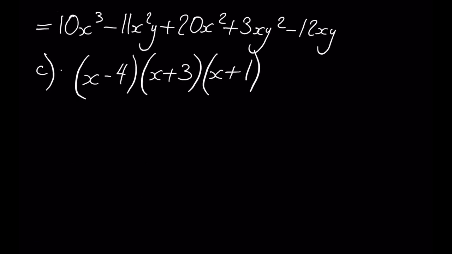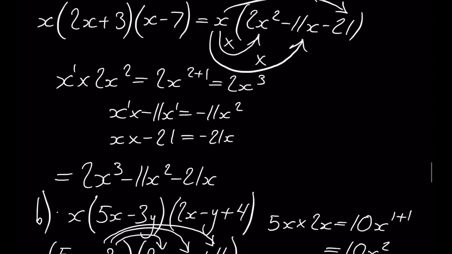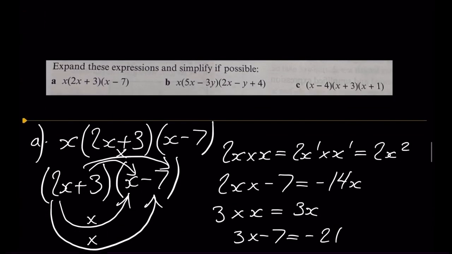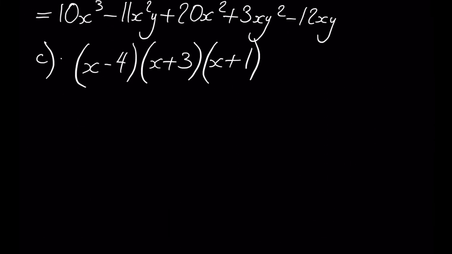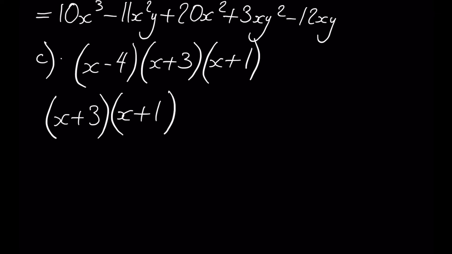example, we've got this time three expressions, and all have more than one term. So we've got x minus 4 multiplied by x plus 3 multiplied by x plus 1. Here's the actual question if you want to look at it later. So we tackle this like we tackled the other examples with more than 3 expressions. We start off with 2 and then we deal with the last one. So in this case, we can start off by dealing with x plus 3 multiplied by x plus 1.